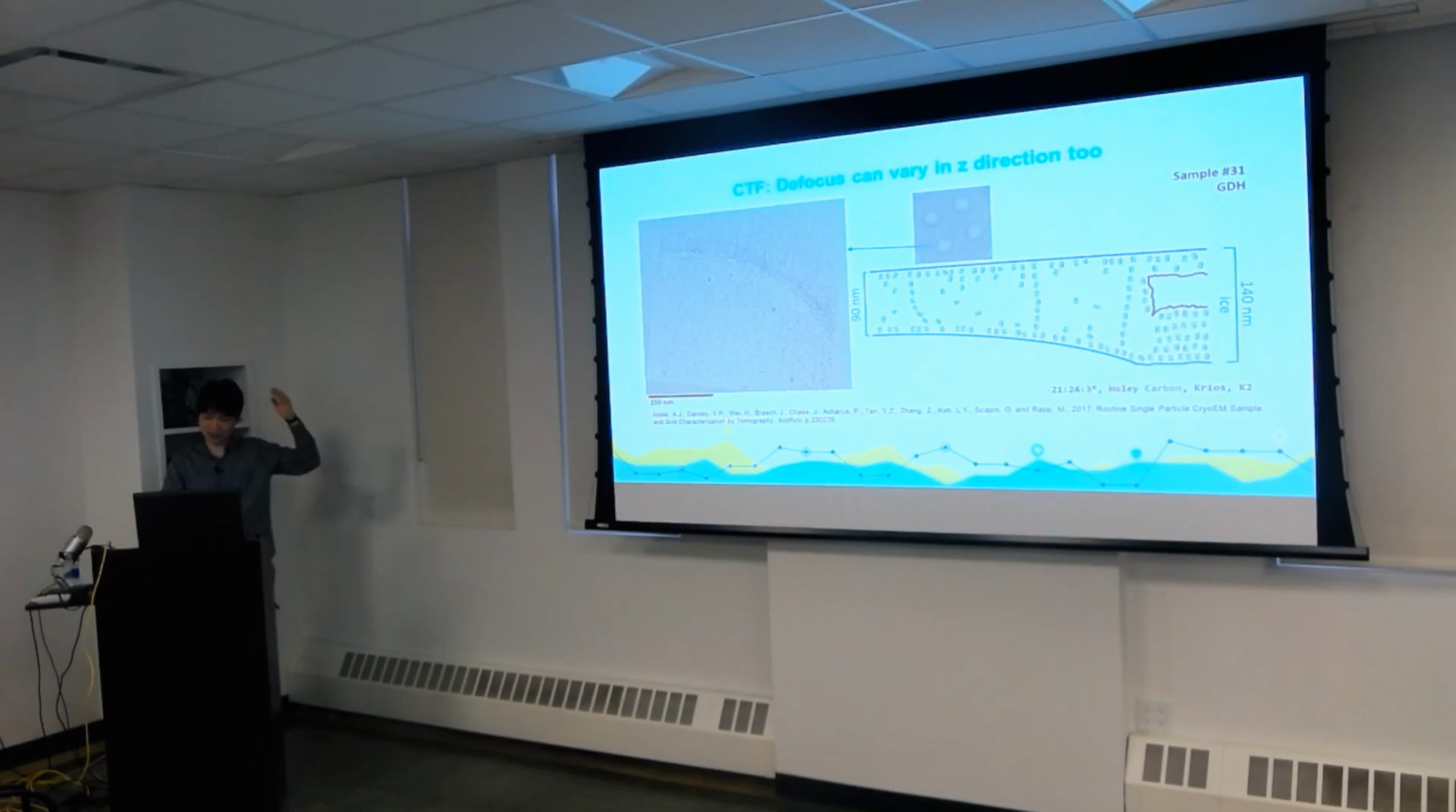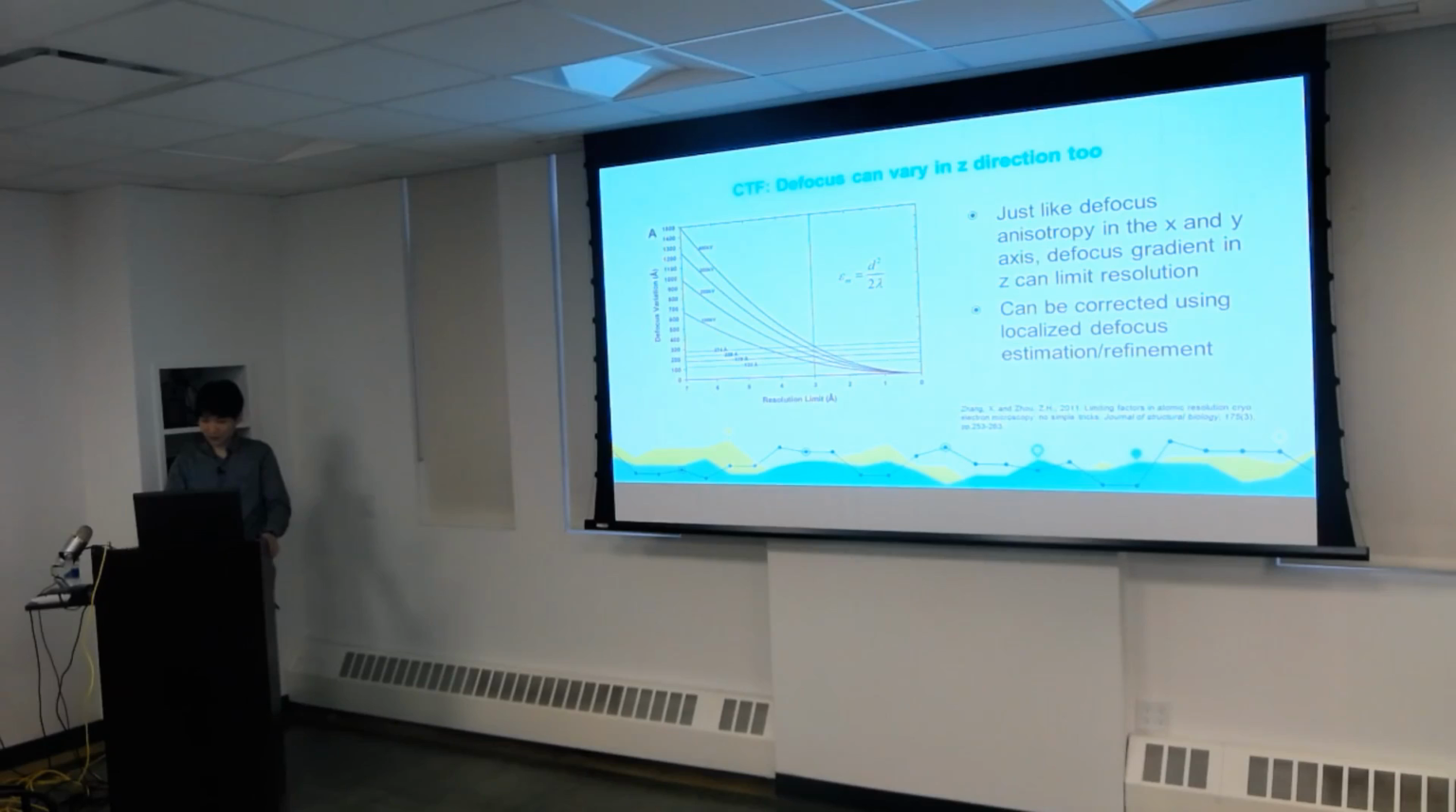When you try to take a defocus value on this, what you're getting is just the average defocus value across the whole z axis. So it will only be applicable maybe for particles in the middle, because that's the average. Particles on the top and the bottom will have a slightly different defocus compared to the particles in the middle, and therefore you can have a defocus gradient. That gradient can limit your resolution as well, but it can be corrected if you do localized defocus refinement and estimation.